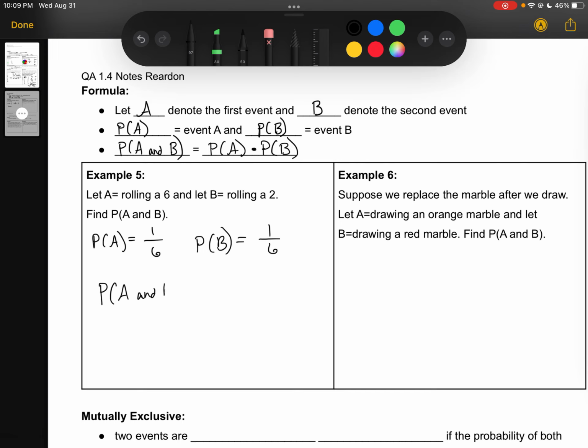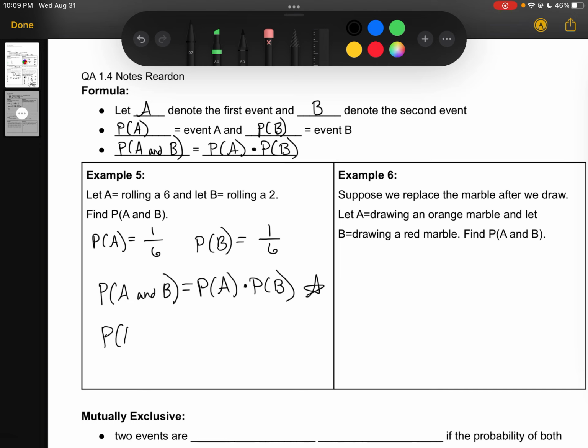So if we're going to do our probability of A and B using our formula, we would have probability of A times the probability of B. So I'm going to pause the video now, have you plug those in and see what is the answer for the probability of A and B.